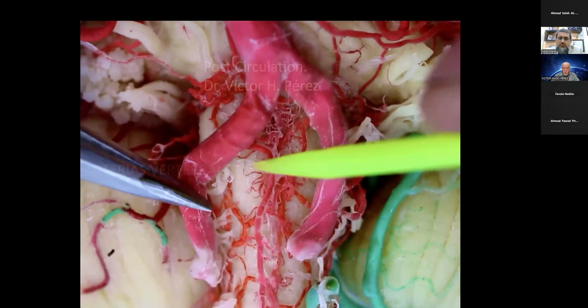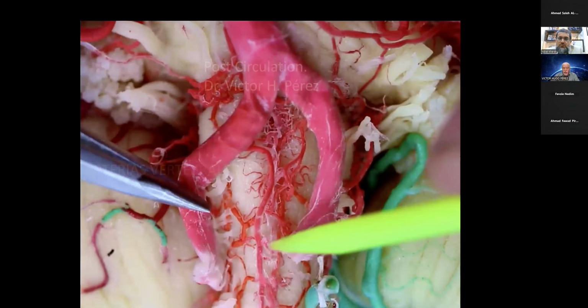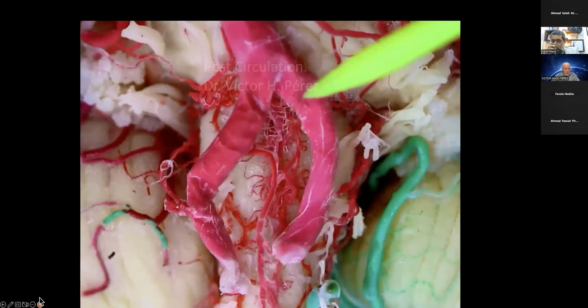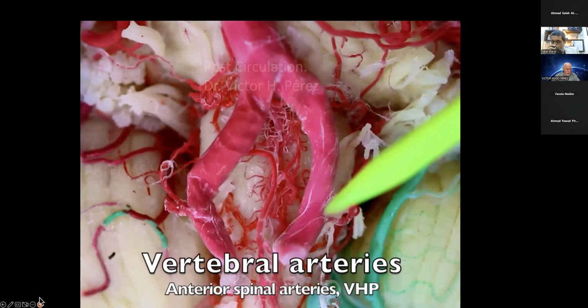This is very important because when you are going to resect a meningioma of the foramen magnum, this meningioma could be attached to these arteries, specifically vertebral arteries, and also these very, very small anterior spinal arteries. They are very important, as we are going to see in the next slides.